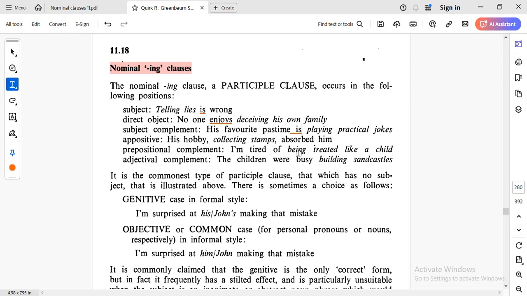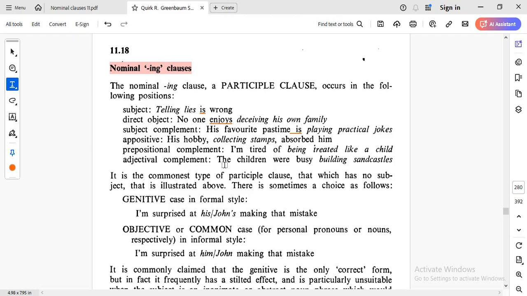I am tired of being treated like a child. I am tired of, this is the sentence. We have being treated like a child. This is the nominal ing clause that comes after the of. That's why it is a prepositional complement, adjectival complement.